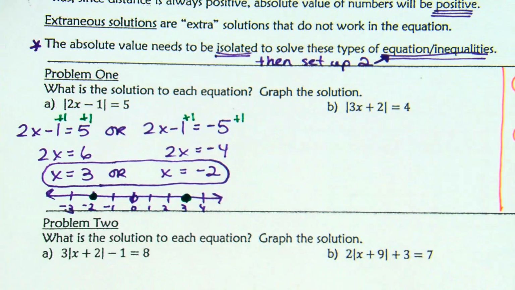Was the absolute value by itself? Yep. It's already just absolute value equals a number. So absolute value by itself, so we're going to set up two equations. What's the first equation? 3x plus 2 equals 4. What's the other equation? 3x plus 2 equals negative 4.